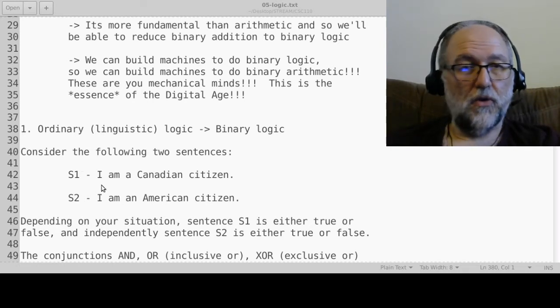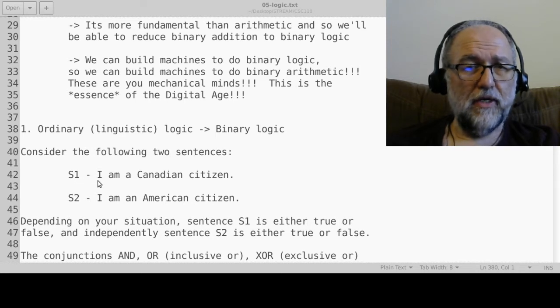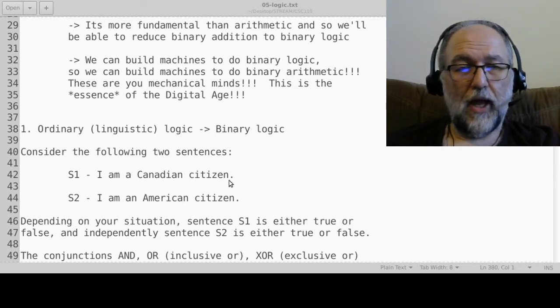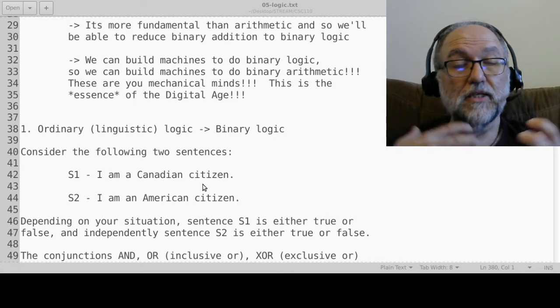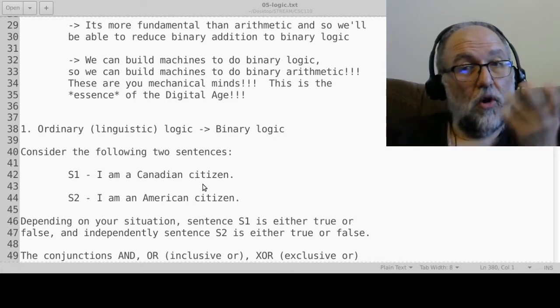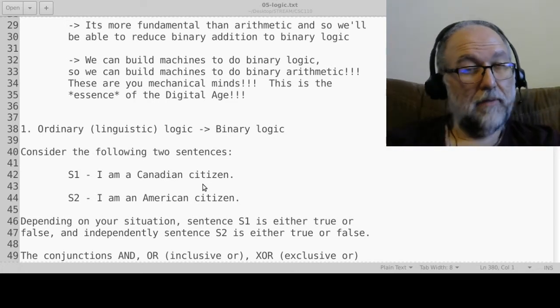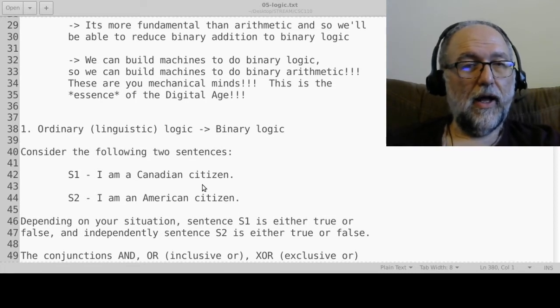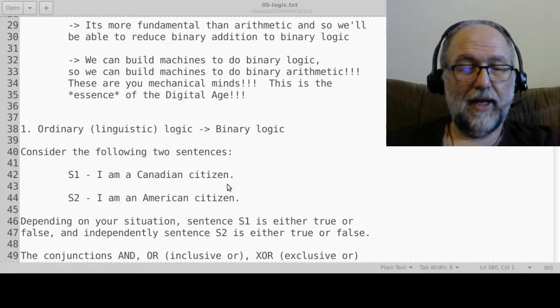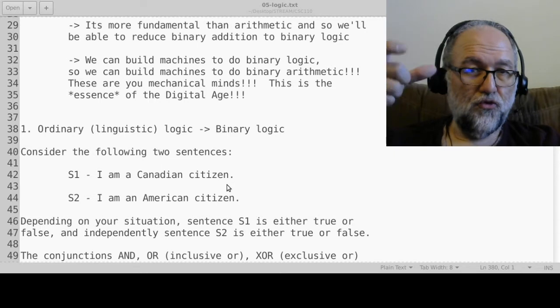Suppose that you have these two sentences. Sentence number one here is, I am a Canadian citizen. Now, that sentence, speaking about myself, may be true or may be false. You don't know. I could be lying, or I could be telling the truth. So I'm a Canadian citizen is a sentence which could be either true or false.